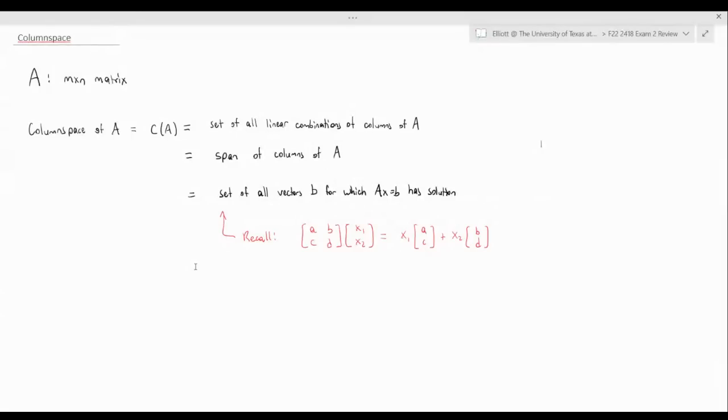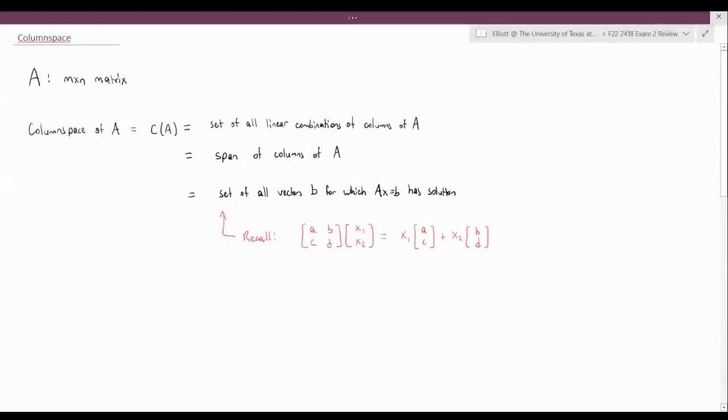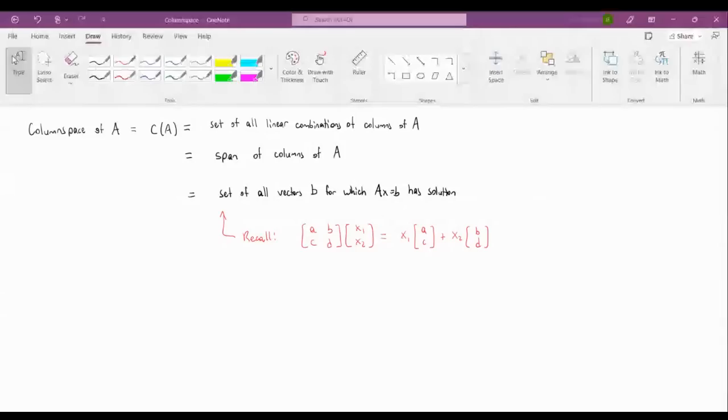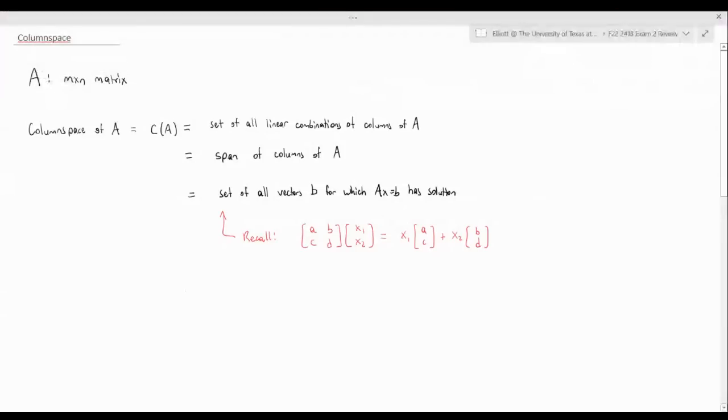The column space of A is always a subspace, because the span of any collection of vectors is going to be a subspace. And specifically, the column space is always a subspace of Rm if A is a size m by n matrix, okay?